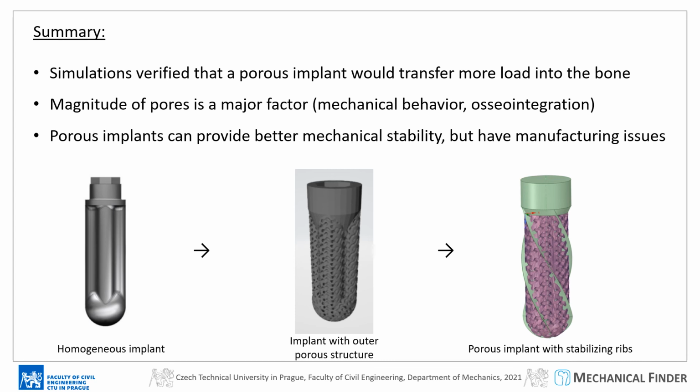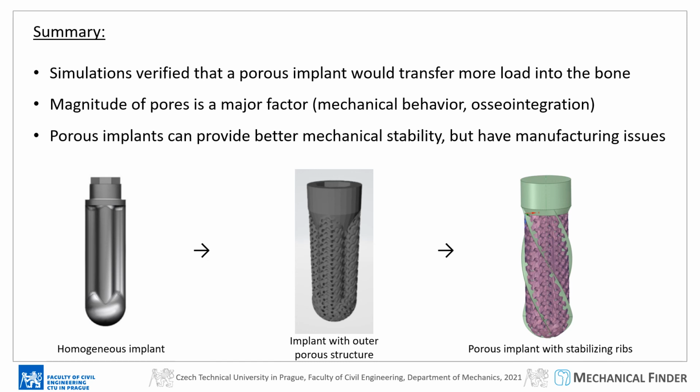Now, I believe that porous implants can provide better mechanical stability, but compared to their homogeneous counterparts, they still have some issues and shortcomings, like manufacturing speed, as they are mostly 3D printed, so their manufacture takes a lot of time, a lot of resources, and is also very demanding in terms of quality, while homogeneous implants can be readily machined and their geometry is much more simple.